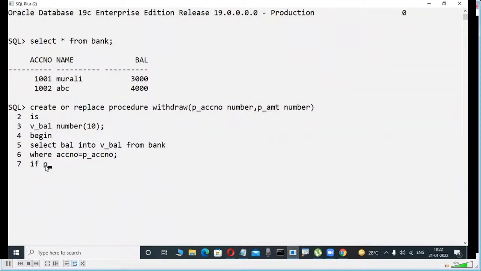That is an amount only. Observe the logic here, not the coding. Here, if that amount is less than the available balance, then I want to affect the database. Update table name, set balance equal to balance minus p_amount. Some coding is there.